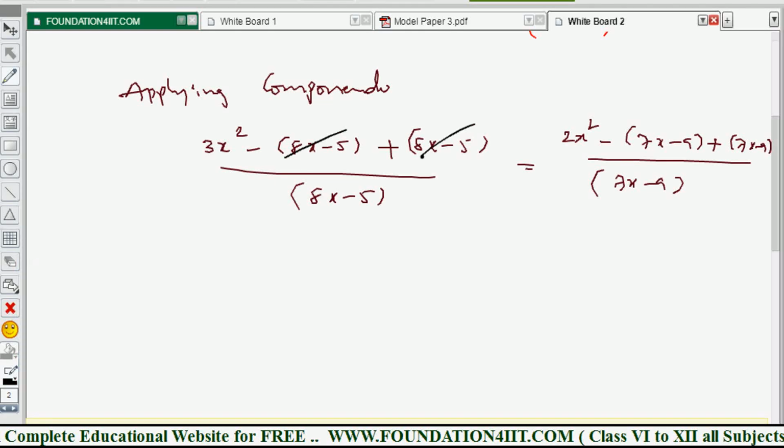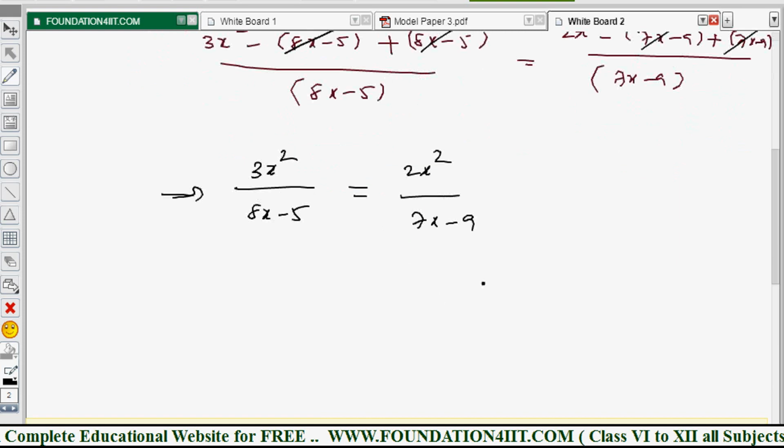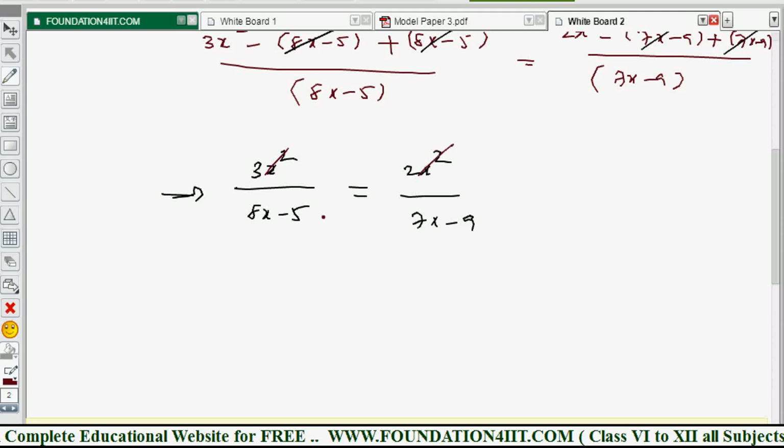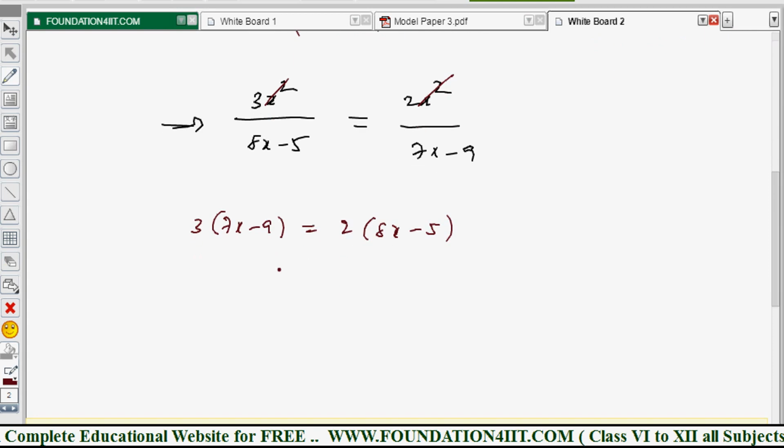Then we can make it simple calculations. This minus 8x minus 5 plus, both get cancelled. The remaining is 3x² by 8x − 5 equals 2x² by 7x − 9. Okay, this we got after cancellations. Then simplifying with cross multiplication, we can cancel x² on both sides. Then 3 into (7x − 9) equals 2 into (8x − 5). Only x² gets cancelled. Just simplify this and we'll get the answer.